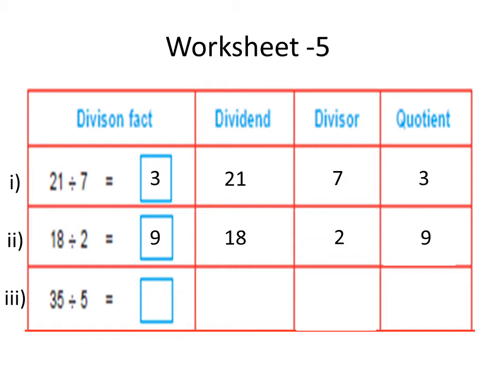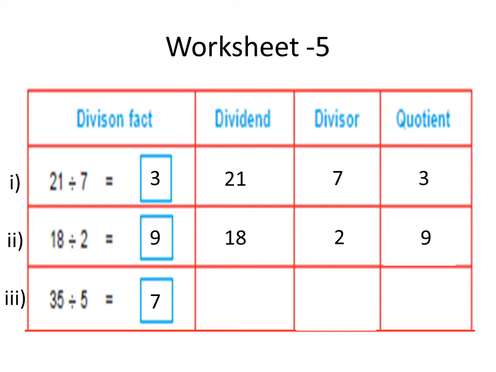First of all tell me how many times 5 is 35. For this recite the table of 5. 5 ones are 5, 5 twos are 10, 5 threes are 15, 5 fours are 20, 5 fives are 25, 5 sixes are 30, 5 sevens are 35. So write 7 here. Now what is dividend?